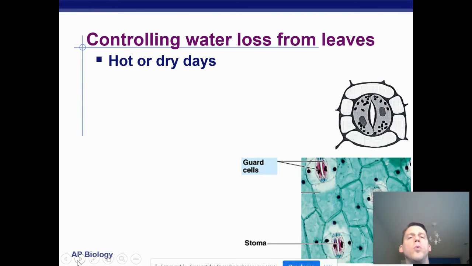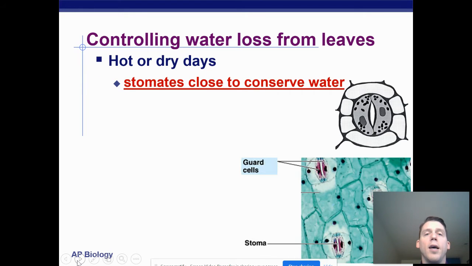So how can we control water loss from leaves? Plants used to exist only in water, and then eventually evolution drove plants to growing on dry land. The stomata evolved in response to that. The stomata prevent too much water from leaving the plant, so they are a response from evolution of land plants. On hot or dry days, the stomata are going to close. We see this down here: that is a closed stomata. It prevents water vapor from leaving.